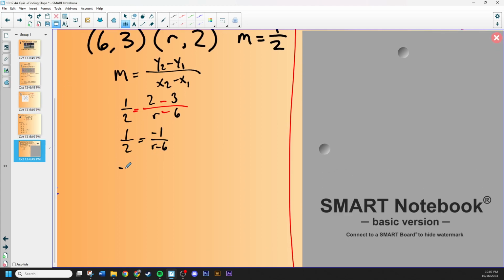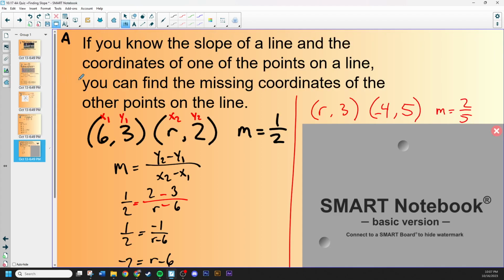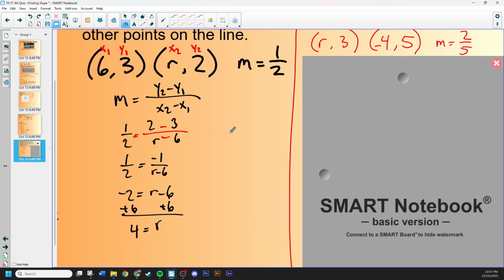So let's cross multiply. -2, I'm going to distribute 1 to both of these. That's really just going to keep it the same. And then we're just going to have to add 6. And that will tell you what r should be, and that would be r equals 4. Okay, so the value would have to be 4 here in order for this to have a slope of 1/2. So go ahead, I'll leave the work visible up here. Go ahead and pause the video, try this next one, and I'm going to just reveal the work.